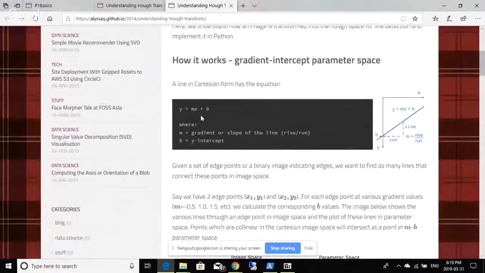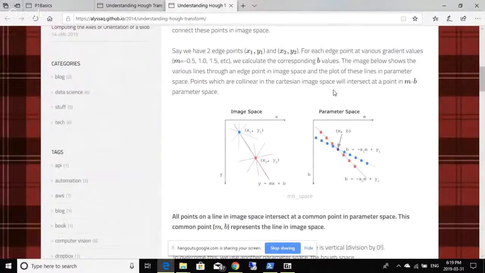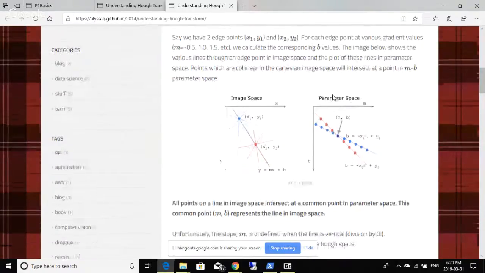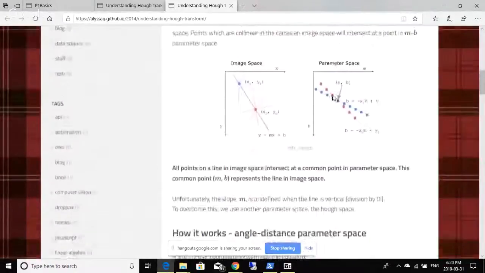So generally going from the image space, which is the dots, the lines, to Hough space, which actually is the mx plus b, like the slope and intercept. Image space like here, like this. In parameter space, it would be like... I'm having a hard time understanding this myself.